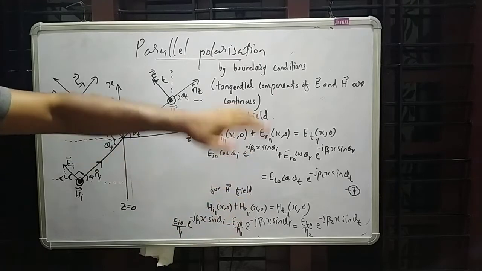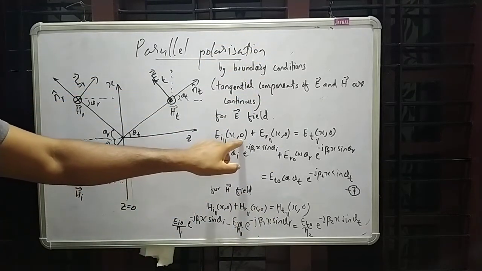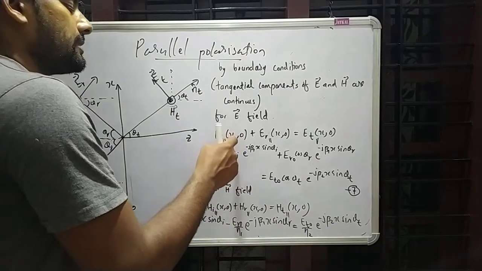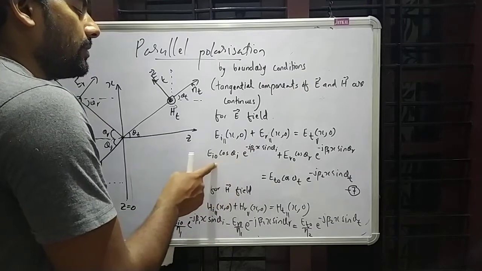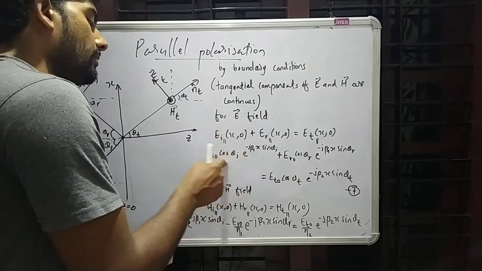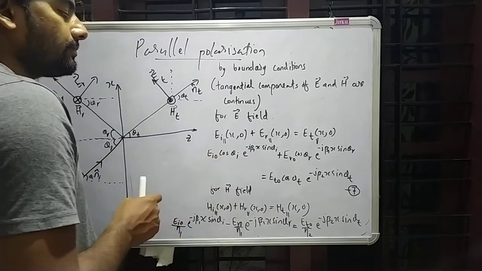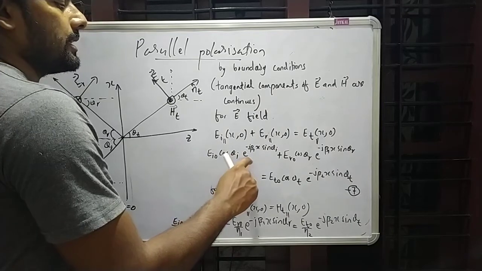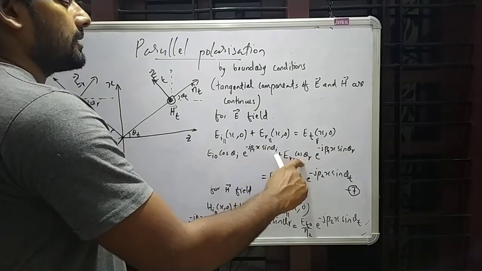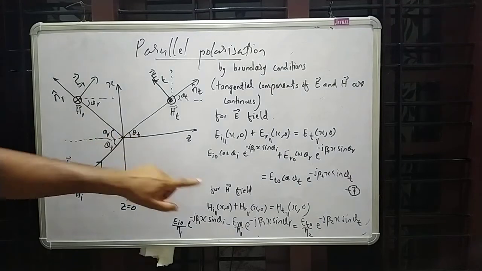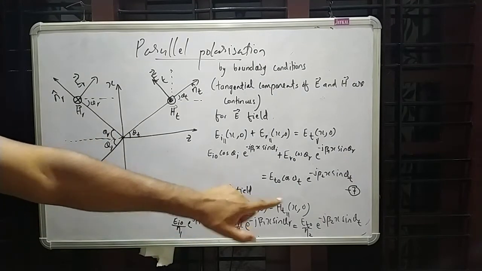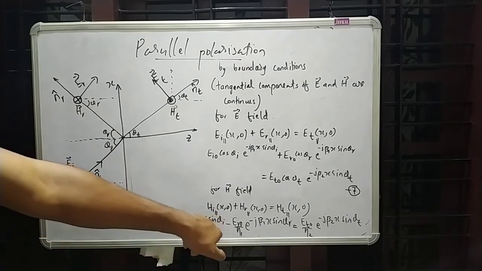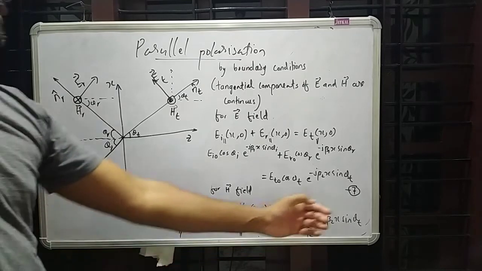So we put z equal to 0 in equations 1 to 6, and we need to consider only the parallel components, because only the parallel component belongs to the x-axis or y-axis. So the parallel components are E_i0 cos theta_i e raised to minus j beta 1 x sin theta_i plus E_r0 cos theta_r, etc. For the magnetic field, the parallel components are also continuous. So we will get E_i0 by eta 1 e raised to minus j beta 1 x sin theta_i, etc.